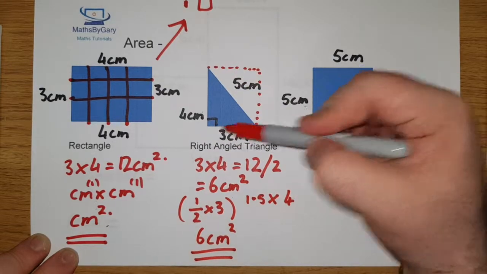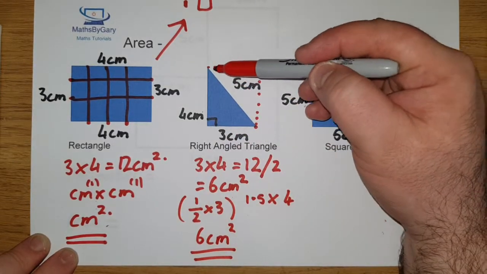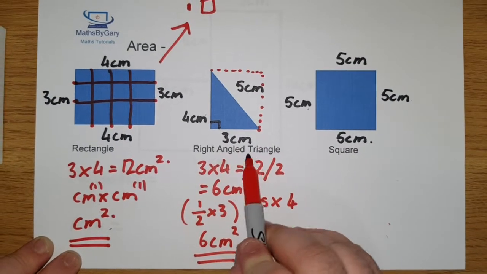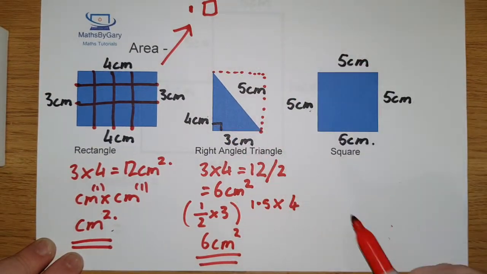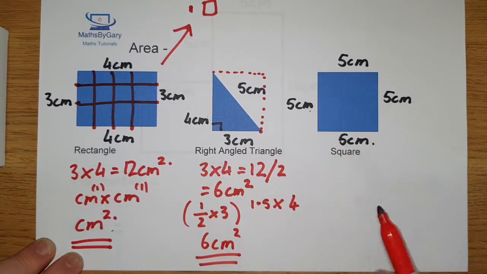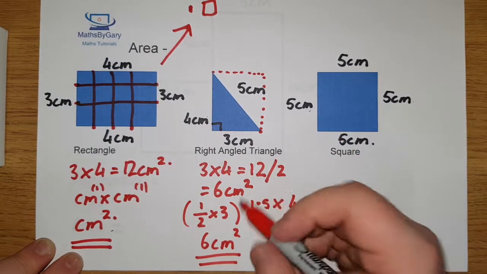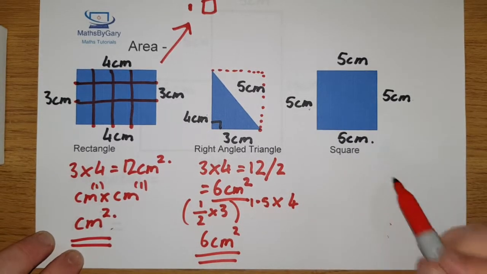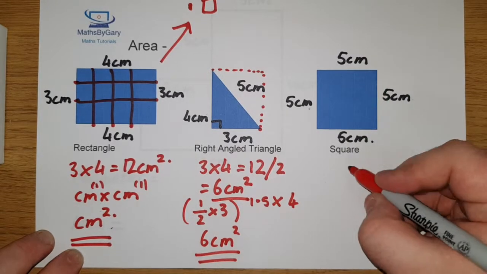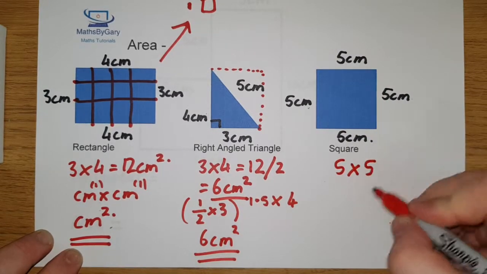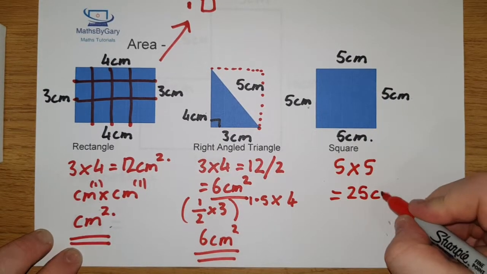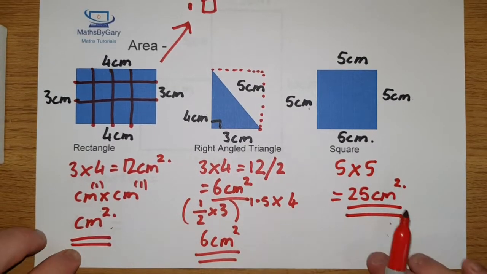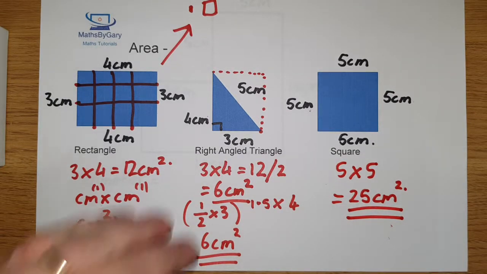You can either turn the right angle triangle into a rectangle, or it may even be a square. In this case, it's a rectangle because it's 3 and 4. It's not two sides the same. So 6 centimetres squared, and that's the two different ways in which you could find out the area of the right angle triangle. Moving on to the square, simply 5 times 5. So 5 multiplied by 5 gives us 25 centimetres squared. So there we have the area of the rectangle, the right angle triangle, and also the square.